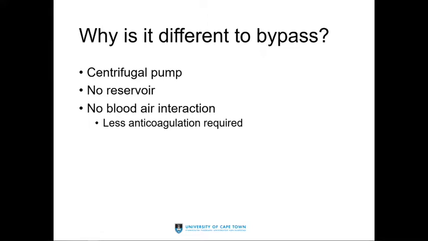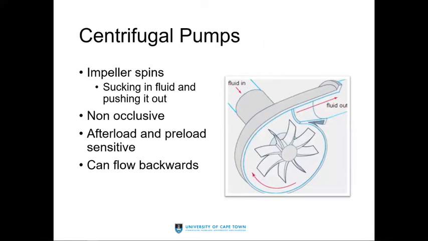a whole coagulation cascade. In terms of centrifugal pumps, you need to understand that it's an impeller spinning, which creates the vortex that sucks in the fluid and then pushes it out. So it's non-occlusive, so it's afterload and preload sensitive, and it could, in theory, even flow backwards, even though the pump is spinning in another direction. If there's another force pushing the blood in the opposite direction, it could overcome that centrifugal pump.